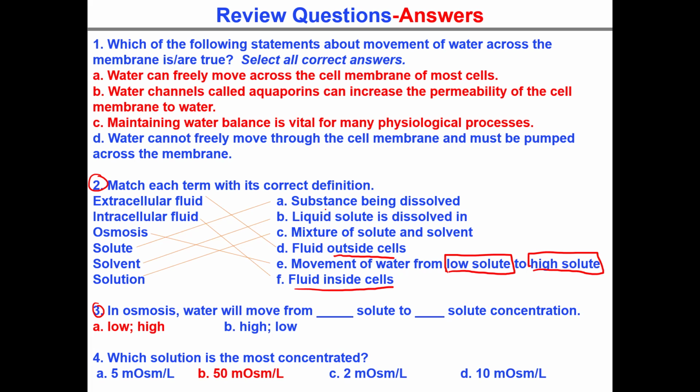Solute, remember, is the substance being dissolved. Solvent is doing the dissolving, so it's the liquid, again, that's dissolving. And then our solution is just a mixture of both our solute and solvent. And then number 3, it says in osmosis, water will move from an area of low solute to an area of high solute concentration. Okay, again, remember, it's moving from an area of low solute, that stuff that's being dissolved, to an area of high solute.